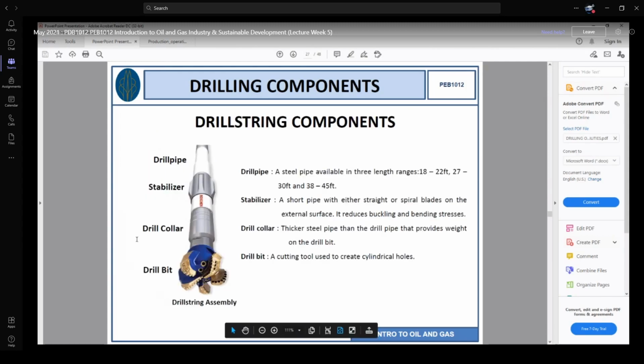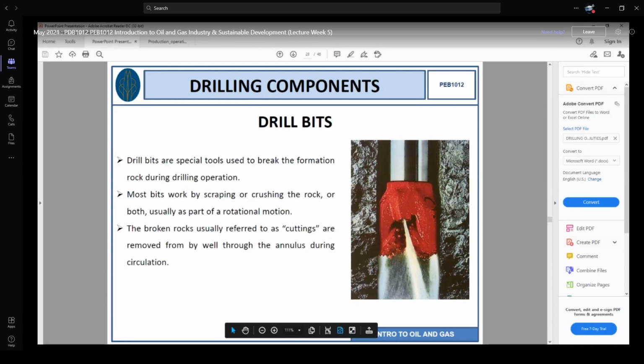So here are some other components of the drill string. We have drill pipe, stabilizers, drill collar, and drill bit. So you just read it, they're all combined together to make a drill string. Okay, there's a drill bit.